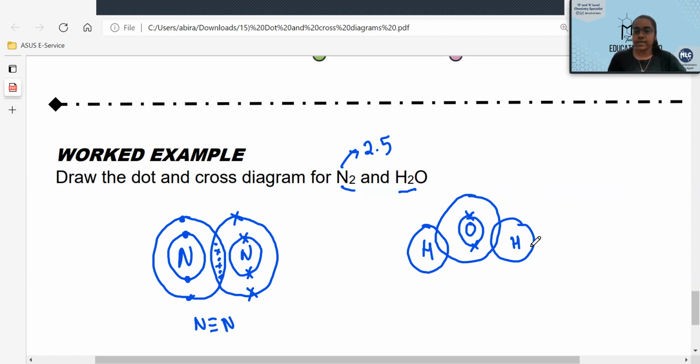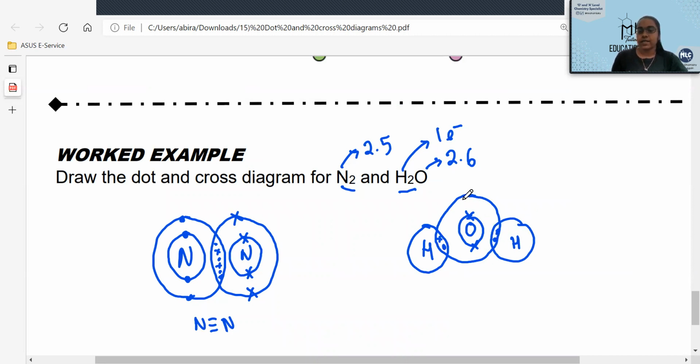Let's take a look at this example of water. For oxygen, the electronic configuration is 2.6. So it needs 2 more electrons to have its octet structure. For hydrogen, it only has 1 electron. So the hydrogen will share its electron with the oxygen. So you just go ahead and draw 1 pair of electrons at both sides.